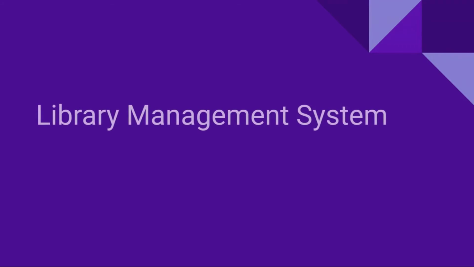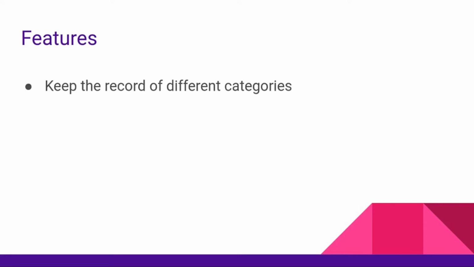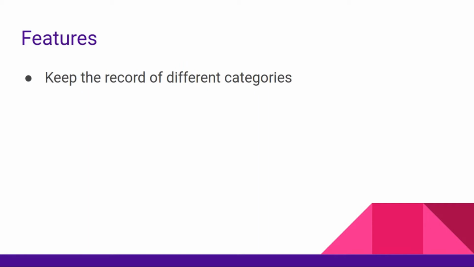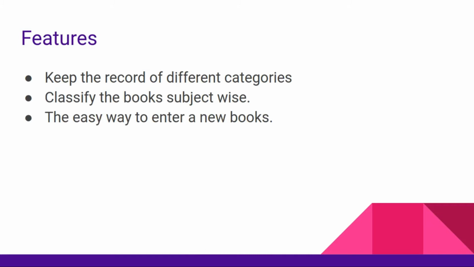So in this video series, we are going to build a library management system. The features of this library management system will be: it will keep records of different categories like books, journals, newspapers, magazines, etc. Then it will classify books subject-wise. Then an easy way to enter new books in the library.